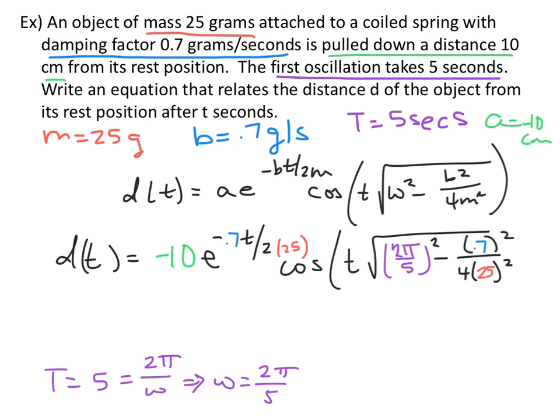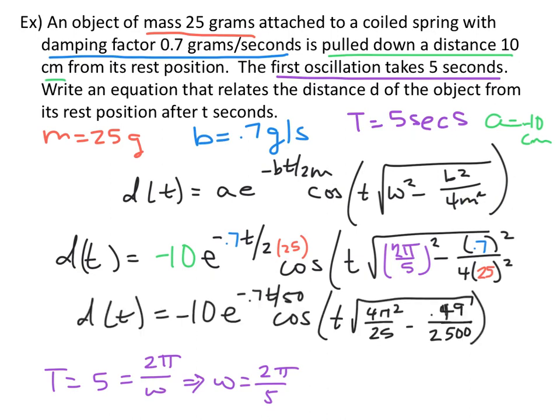So it also tells us that it's been pulled down a distance of 10 centimeters. So we know A is going to be negative 10 centimeters. So then I just fill in everything that I know. This is the equation from the previous slide. So A is negative 10 because it's been pulled down, so that makes it negative. B is 0.7, M is 25, omega is 2 pi over 5 because the period was 5, which is equal to 2 pi over omega, cross multiply. And then again, B is 0.7 and M is 25.